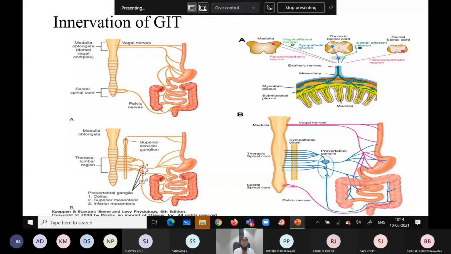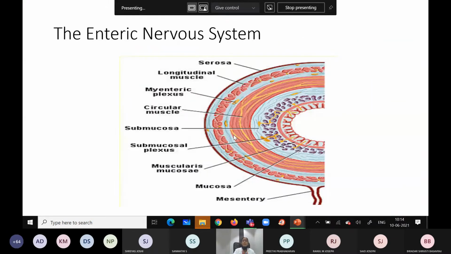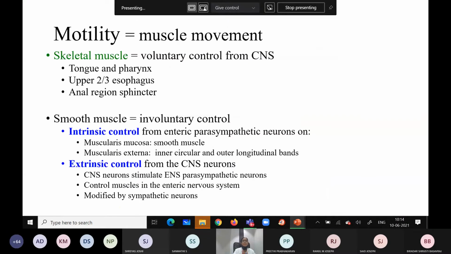Okay, so parasympathetic increases motility and opens the sphincters, whereas sympathetic decreases the motility and increases the tone of the sphincter. Okay, so this much on movements of the GIT.